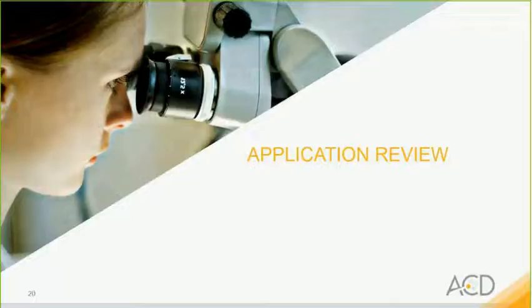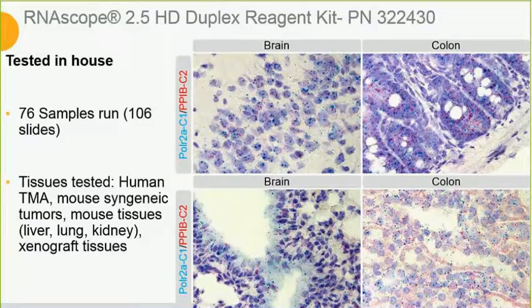As we are now aware of the product configuration and workflow, let's review a few of the many applications you could use the RNAscope 2.5 HD Duplex Assay for. This kit has been extensively tested in-house on 76 samples and across several different tissue types. To name a few, we have tested the human TMA, mouse tumors, mouse tissues such as liver, lung, kidney, and xenograft tissues. On this slide, you can see a few examples of these tissues run with the control probes.